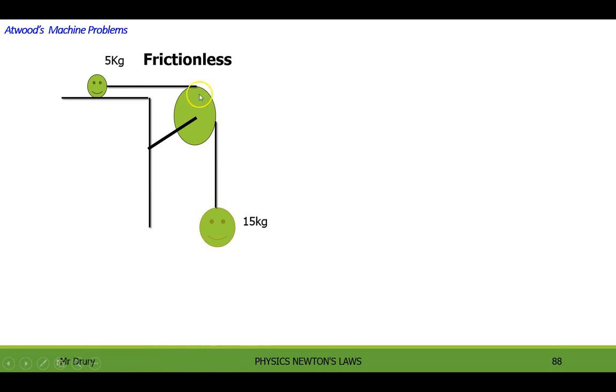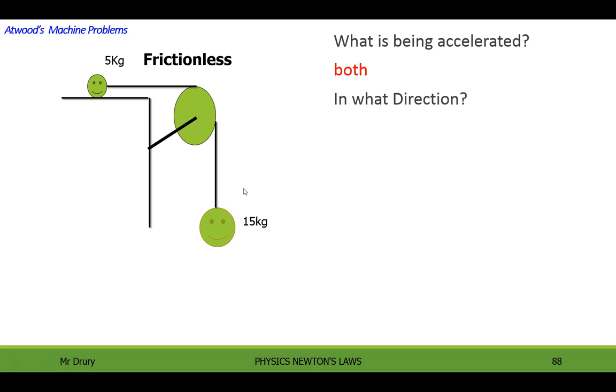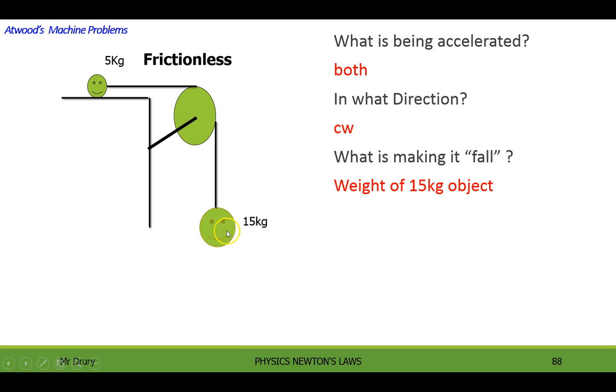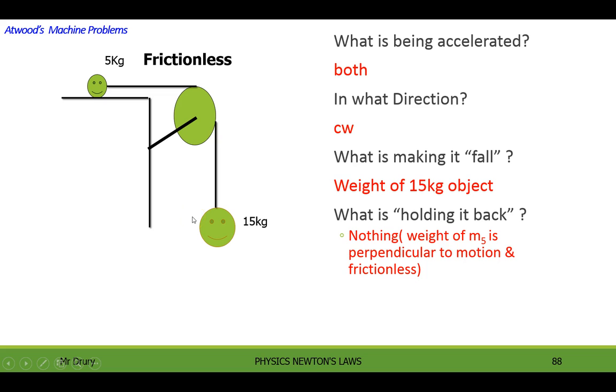So let's try a different example. Now we have the same type of frictionless pulley, but this time we have the 5 kilogram object sitting on a table. So what's being accelerated? Well, if they're attached again, both of them are being accelerated. In what direction? Once again, clockwise. What's making it fall? Well, the weight of this guy. What's holding it back? Well, you may think that it's the weight of this guy, but it's not. There's nothing holding it back since it's frictionless, and the weight of this guy acts vertically while this is being pulled horizontally, and y has nothing to do with x.